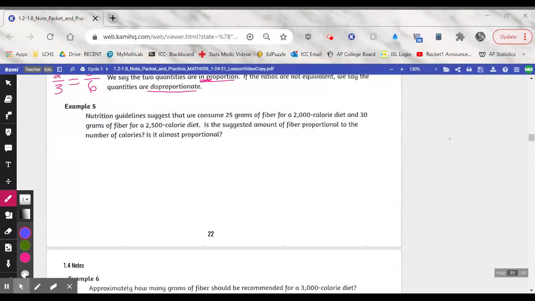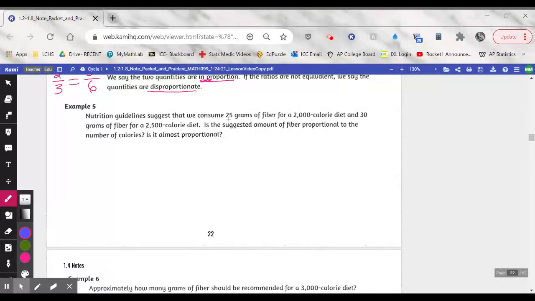All right, looking at example 5, it says that nutrition guidelines suggest that we consume 25 grams of fiber for a 2,000 calorie diet and 30 grams of fiber for a 2,500 calorie diet. Is the suggested amount of fiber proportional to the number of calories? And then the follow-up question is, is it almost proportional? This gives us a hint that maybe they're not going to be perfect.